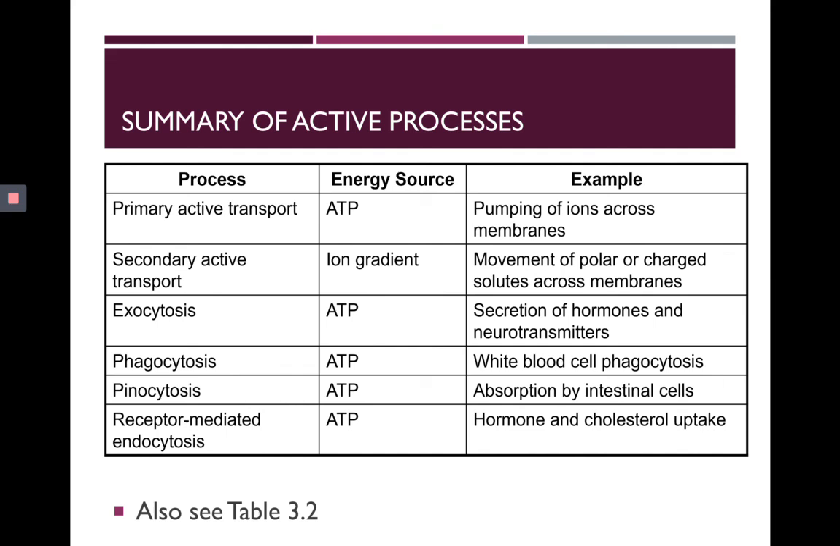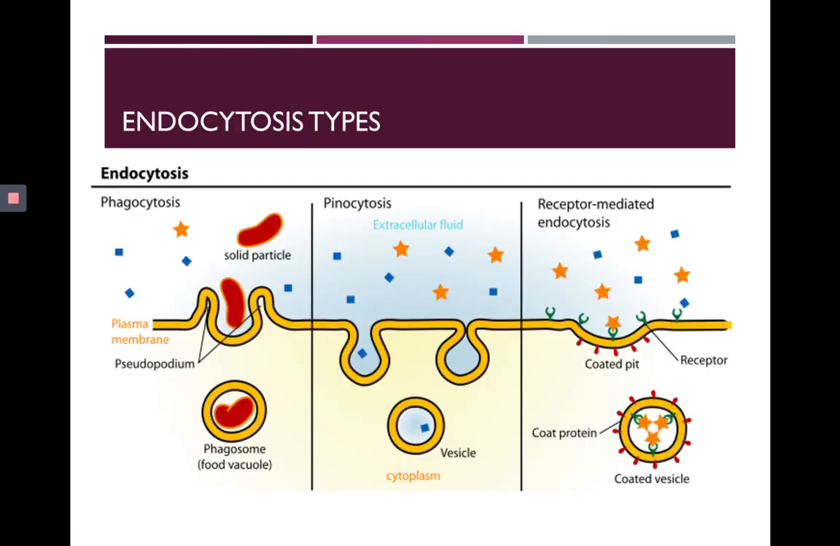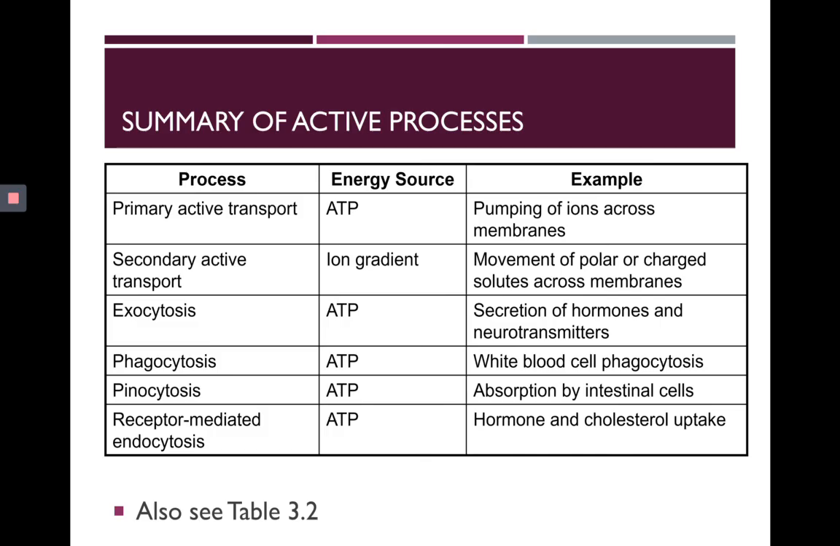Then exocytosis was the ejection of substances, and it could be waste, or it could be things like hormones and neurotransmitters. Then we had the three types of endocytosis, which were phagocytosis, pinocytosis, and receptor-mediated endocytosis. So if you forgot those, make sure to go back and look at that overview slide. But here's a really good summary of the active processes, and examples are included. For the most part, they all use directly the energy source ATP.